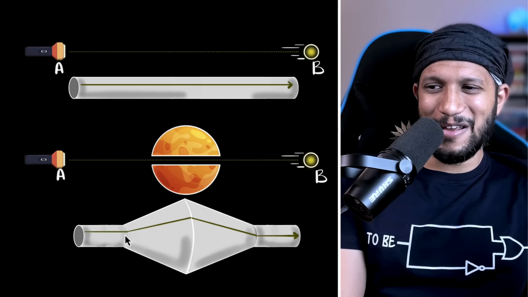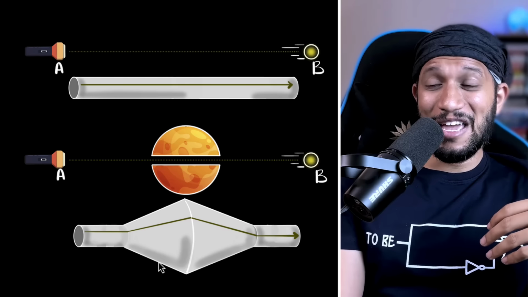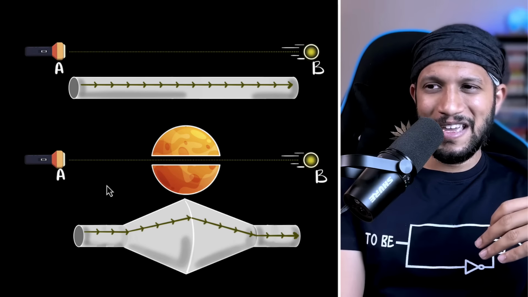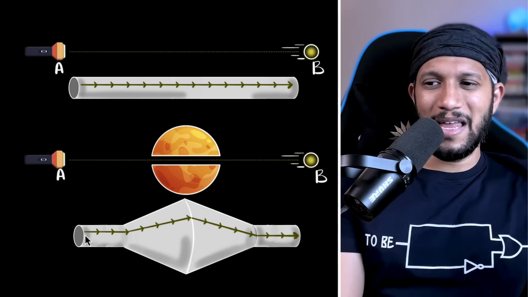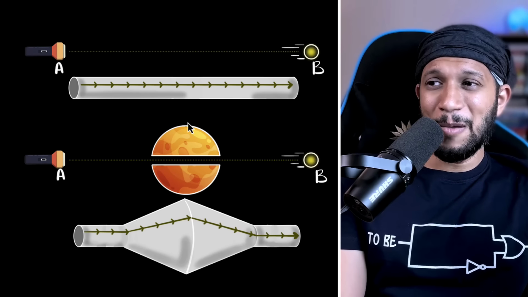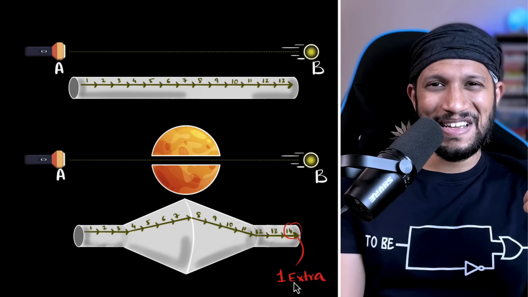And that makes sense, right? Now it's not a straight line anymore. It is bending, so it has to travel more path. If I were to draw little arrow marks, each arrow mark showing the distance light travels in 1 second, that's the same. Light is traveling at the same speed. But if you count the number of arrows, you will now see there's one extra arrow over here.